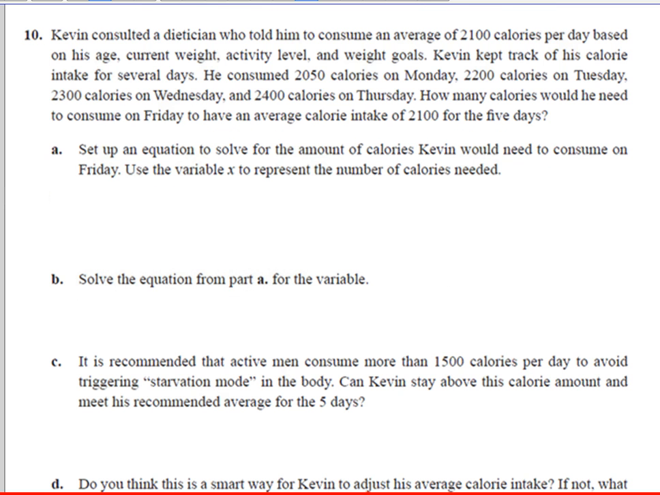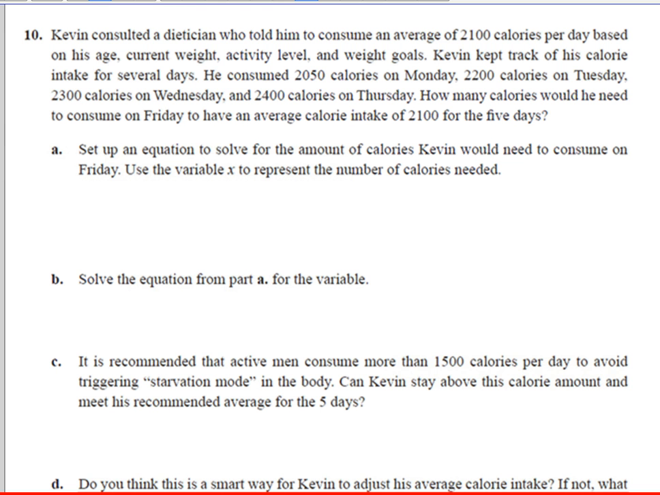Two more to go. Kevin consulted a dietitian who told him to consume an average of 2,100 calories per day based on his age, current weight, activity level, and weight goals. Kevin kept track of his calorie intake for several days. He consumed, we just won't read all that right now, those calories on those days. How many calories would he need to consume on Friday to have an average calorie intake of 2,100 for the 5 days? So this is like our average that we were doing with the test scores, but now we're using calories.